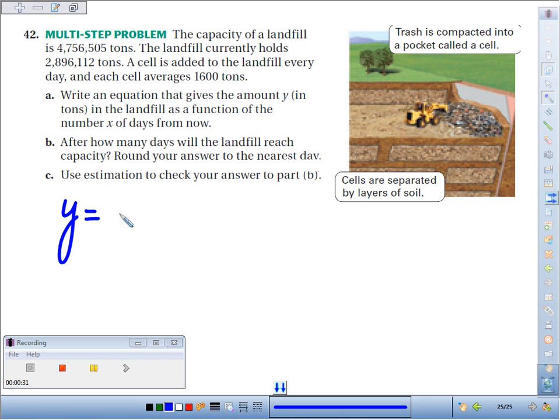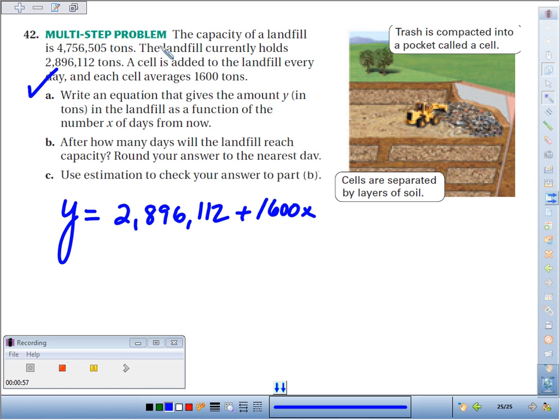Well, right now we already have 2,896,112 tons, and we're going to add to that 1,600 tons for every cell, and we add one cell every day. So we're going to add 1,600x. 1,600 tons times x, the number of days. There's part A. Part B, after how many days will the landfill reach capacity?